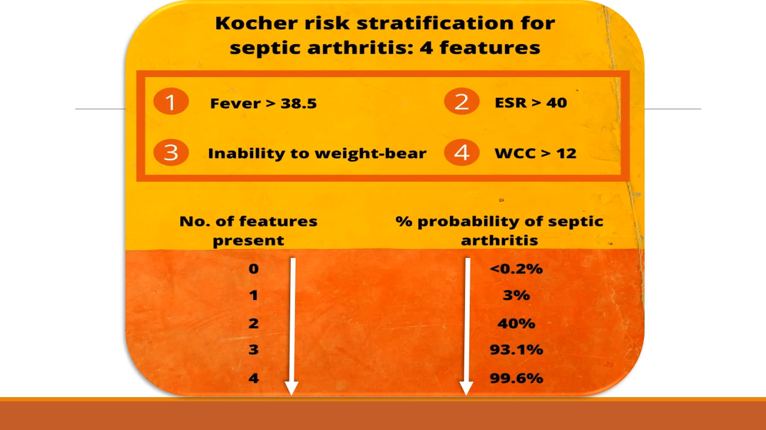Now, for a patient with septic arthritis, as we said, the consequences of untreated septic arthritis are catastrophic. 40% is considered very high. So, if you have fever more than 38.5, and the patient is refusing to be weighed on that joint, that gives you a probability of 40% of having septic arthritis. And that's why we say that the diagnosis of septic arthritis should rely on your clinical suspicion.